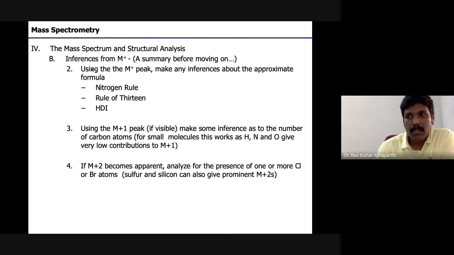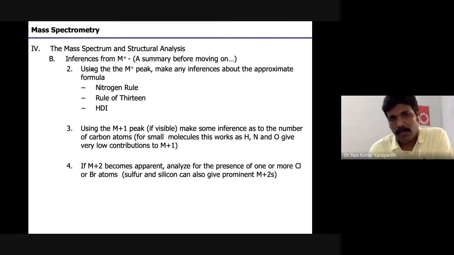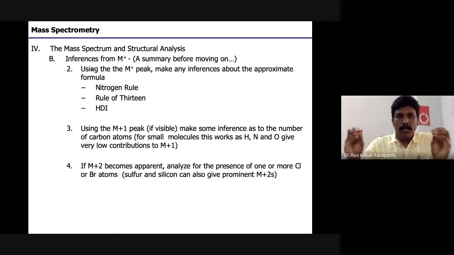Sometimes nitrogen may not be there at all. In that case also you will find an even number. So you can just see whether you get an odd number or an even number, and accordingly come to a conclusion about whether nitrogen is present or not. And this particular rule, as I mentioned, is only applicable for organic compounds, not for inorganic compounds. Suppose you apply it to NO or NO2, this rule doesn't apply.